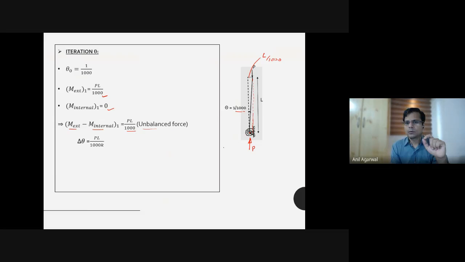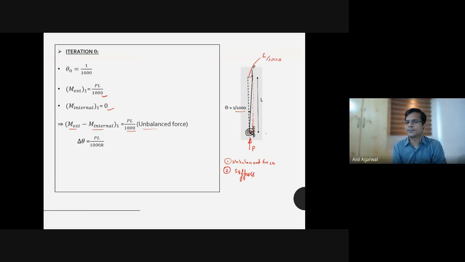Now, we have calculated in the Newton-Raphson scheme. First we calculate the unbalanced force or unbalanced moment. In this case it is moment. Then the second step was calculation of stiffness matrix or stiffness. In this particular case, you will see that the stiffness is not changing. Even though the configuration of the system is changing, the stiffness remains constant.